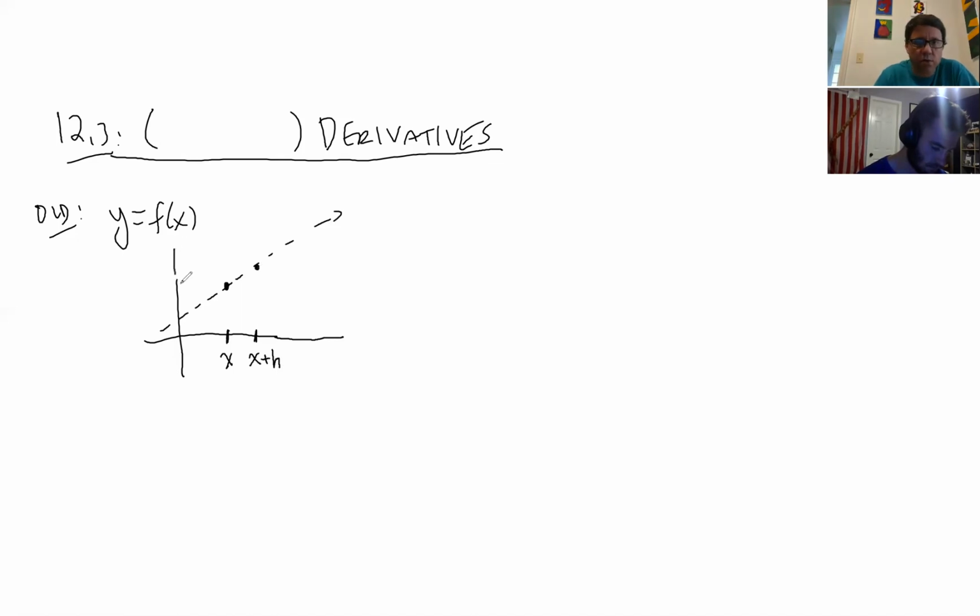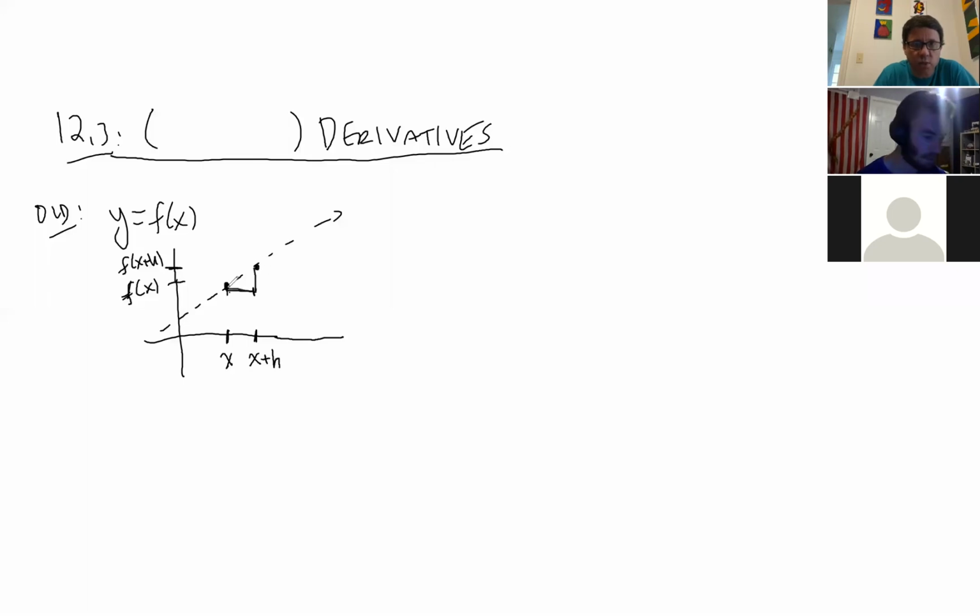So both of those things I can plug into my function. So I get f of x in the first case. And if I plug the second one in, I get f of x plus h. And it's inside the parentheses. So the x plus h occurs first, then it goes in the function. And so I'll have a little distance there, and I'll have a little distance there. And if I move this one over here, I get a nice rise over run. Here, so there's the rise, and there's the run.